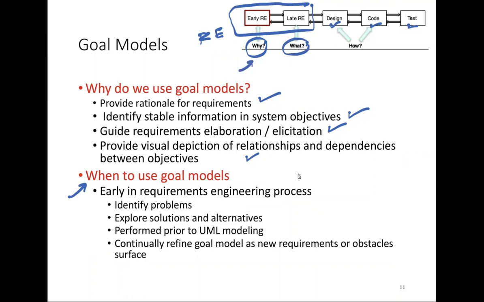So goal modeling is very important in the early requirement engineering process to answer questions related to why the system is built, to identify problems, and to explore solutions and alternatives. Even before you build any UML model, you have to build a goal model. So goal models are performed prior to UML modeling, and it is strongly recommended to continue refining the goal models as long as we have new requirements or obstacles that might be encountered along the requirement engineering cycle.